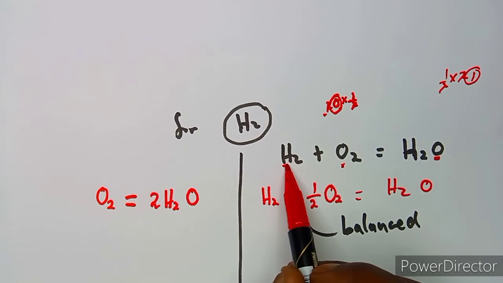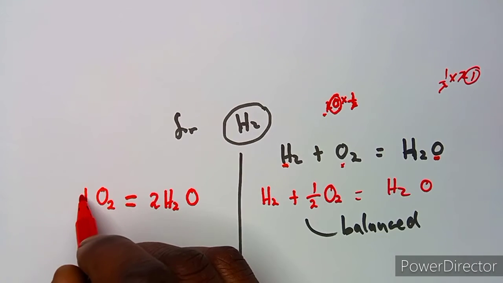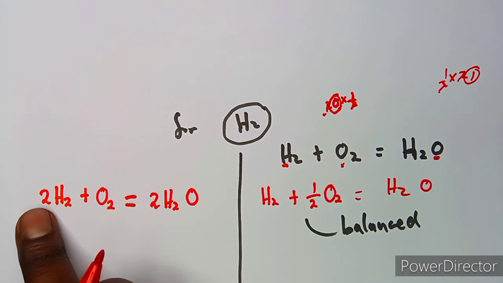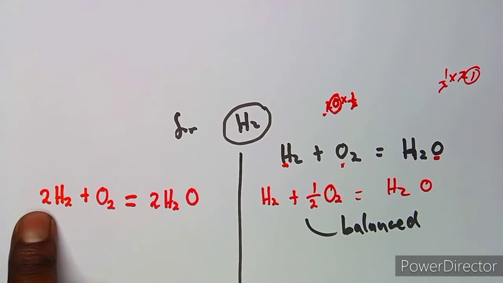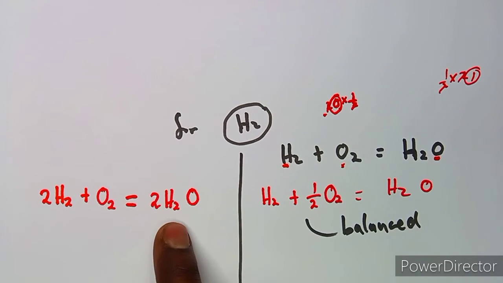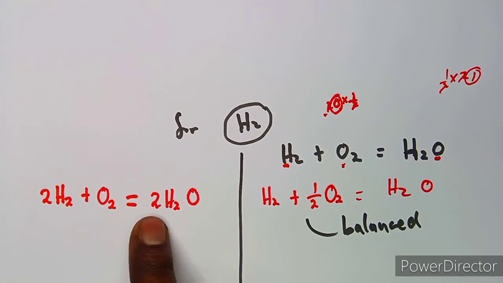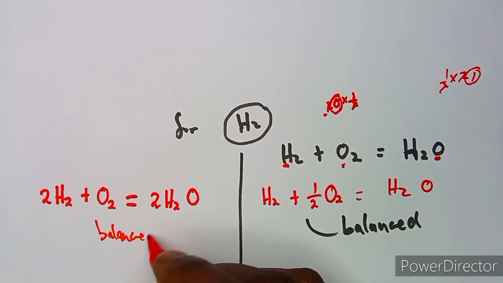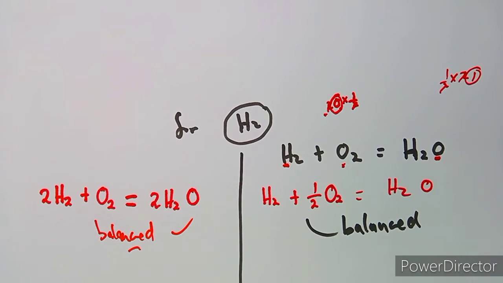So how can I make these 2 to be 4? I have to multiply by what? By 2 also here. If I multiply by 2, 2 times 2 is now 4. So I have 4 hydrogen, and 2 oxygen, 2 oxygen, which means this one is balanced. So I can take this, or I can take that one. It was any of those. That is how you're supposed to answer this question, guys. Okay.